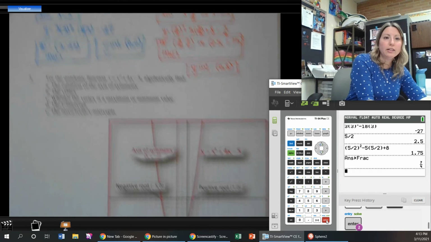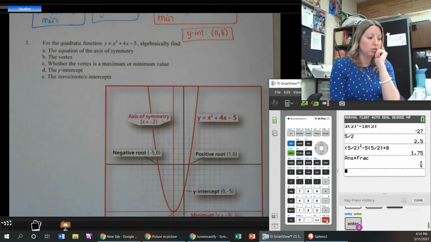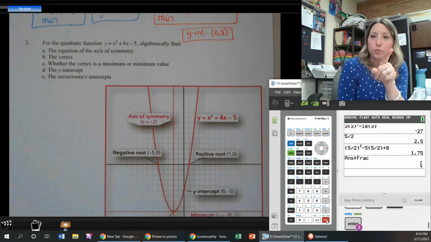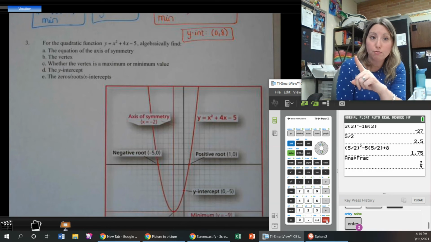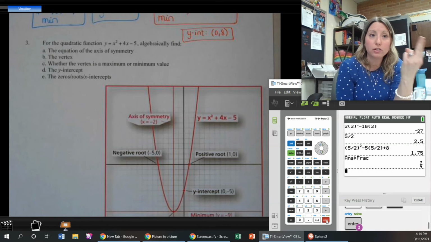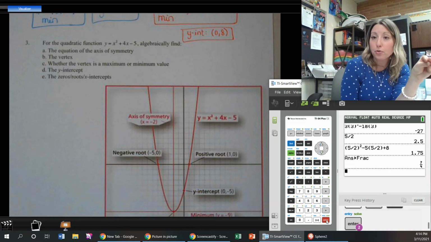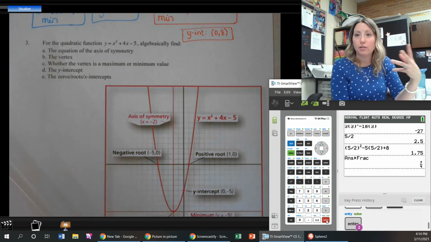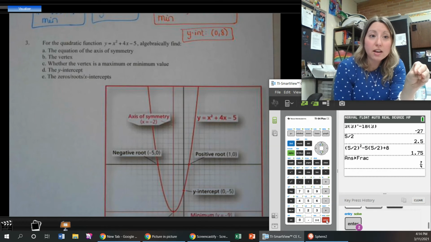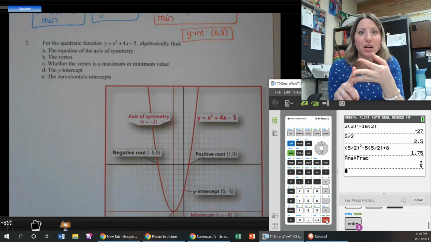Okay, so what I'd like you to do for number 3, this is where I'll pause and have you do it yourself. What I'd like you to do for number 3 is find the axis of symmetry equation using x equals negative b over 2a yourself. Find the vertex point, plugging in the x value from the axis of symmetry and finding the matching y. Tell me whether the vertex is a maximum or a minimum, the same way I did, just write it underneath, right?